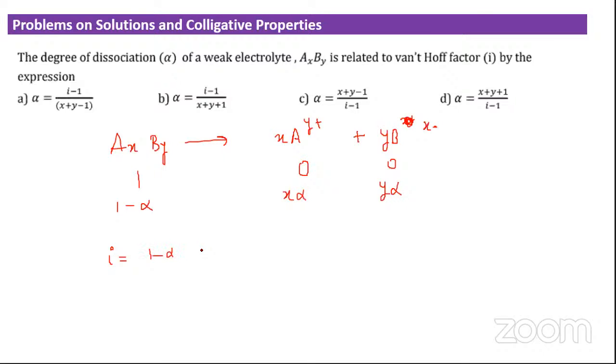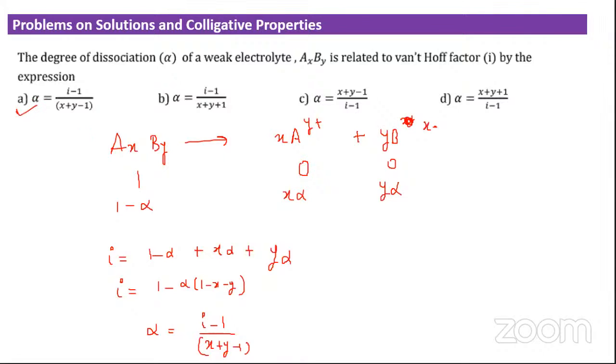So the number of ions क्या हो गए? i is equal to 1 minus alpha plus x alpha plus y alpha. ठीक है. तो i is equal to 1 minus alpha common, so 1 plus alpha times (x plus y minus 1), or you can say alpha is equal to (i minus 1) divided by (x plus y minus 1). So which option? Alpha is equal to (i minus 1) divided by (x plus y minus 1), okay fine, so option A is correct, all of you were right.